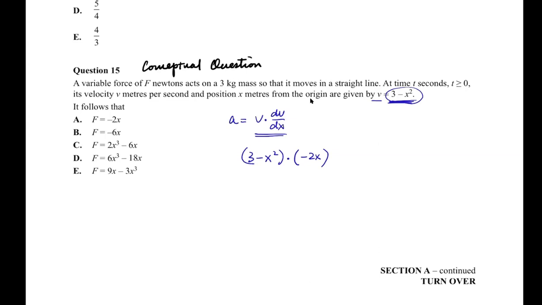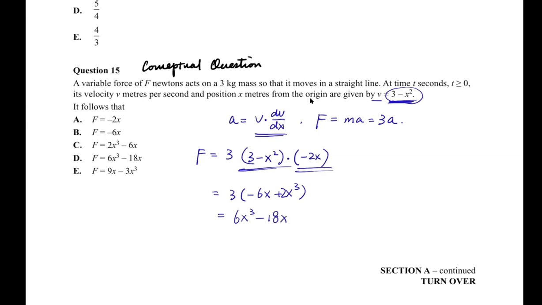Now, F equals ma, which is 3 times a here. So your actual force will be 3 multiplied with v multiplied with dv/dx. So let's have a look. 3 minus 6x plus x to the power of 3 with a 2 in the front. So it will be 6x to the power of 3 minus 18x. Which one looks like the right answer? Choose D.